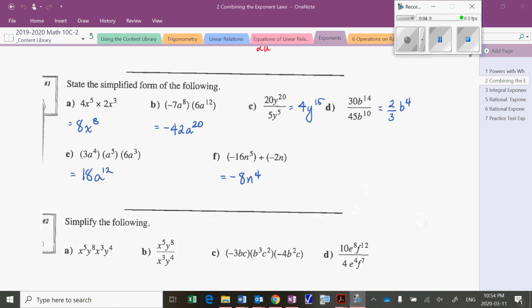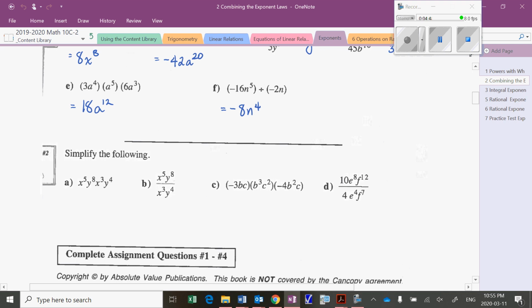Okay, let's take a look at C. So 20 over 5 is the same as 4. y to the 20th divided by y to the 5th is y to the 15th. For D, that's an interesting one because 30 over 15 doesn't divide nicely. But if you were to look at that fraction, 30 over 45, that reduces to 2/3. And then b to the 14th divided by b to the 10th is, of course, b to the 4th.